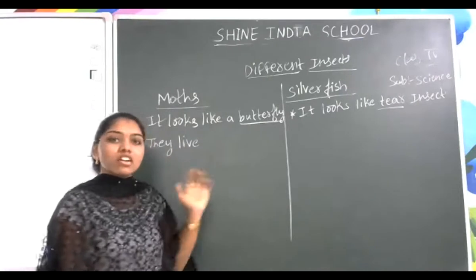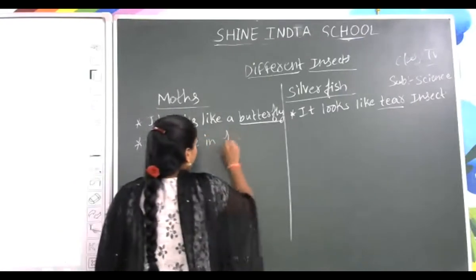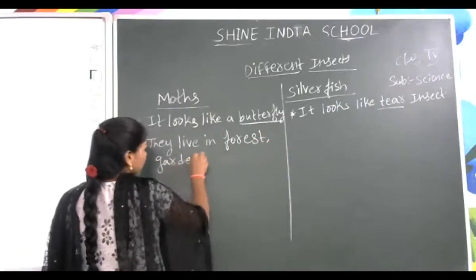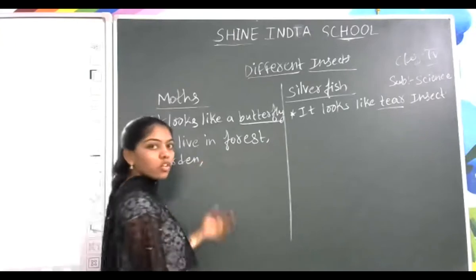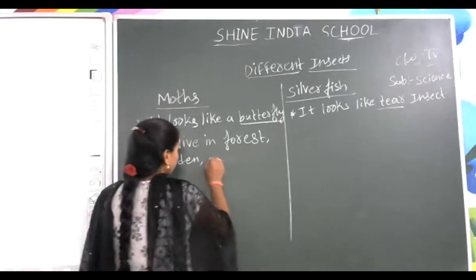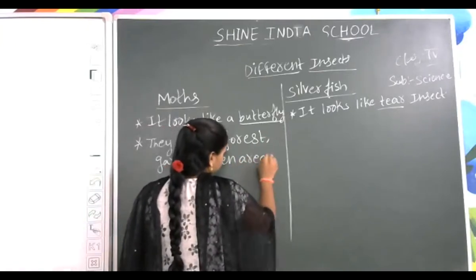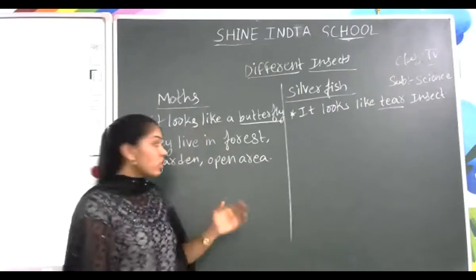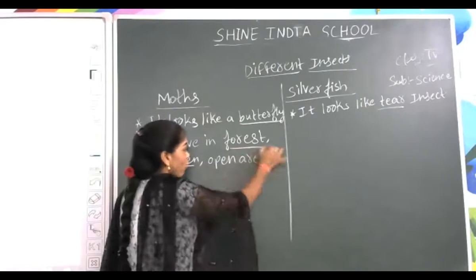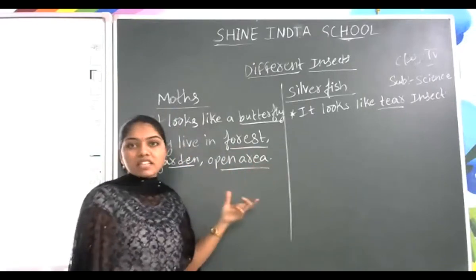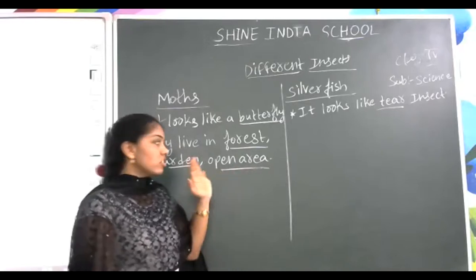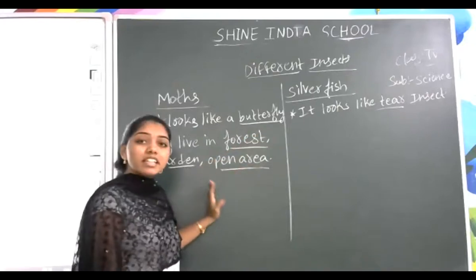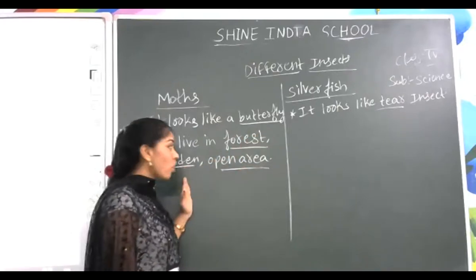They live in the forest, gardens, and the open area. These are the places where we can see the moths. What are the places here? Garden, forest, and the open area. These are the three places where we can find most of the moths. How do the moths look? Yes, it looks like a butterfly. And where is it going to live? In the forest, or in the garden, or in the open area.